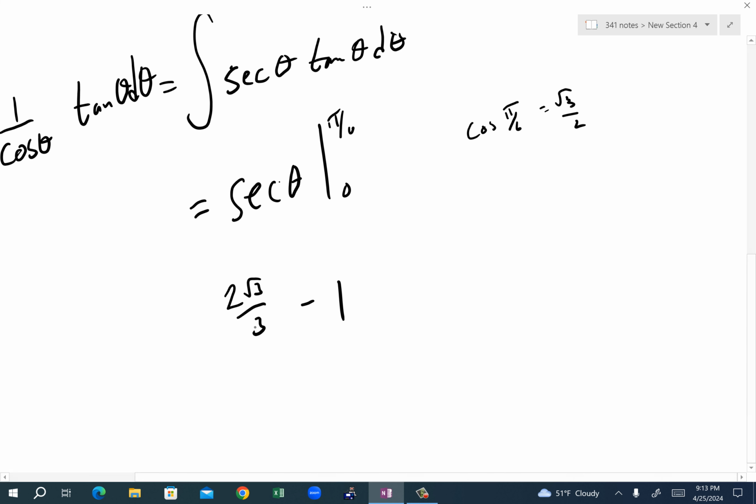Yay! This is about 3.4 over 3, so about 1.4 over 3, 0.49-ish. In that ballpark. Okay, I'll let you do the math.